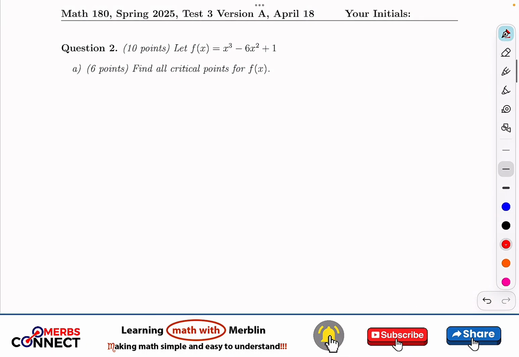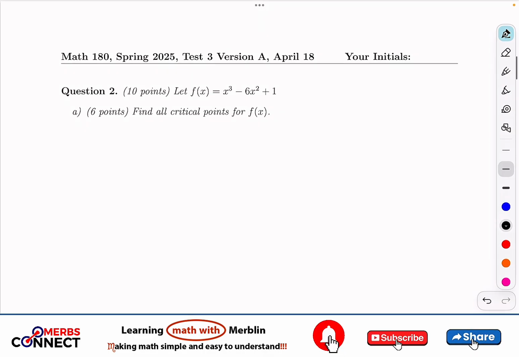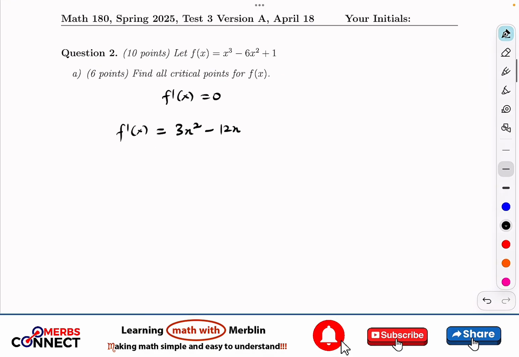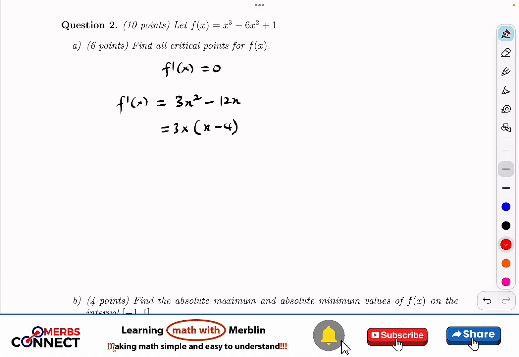Now find all critical points. Let's go through the process again. Our critical points make sure that f prime is equal to 0. So first we need f prime of x. Use the power rule. We have 3x squared minus 12x. Now we can factor 3x out, and it will be left with x minus 4. So for f prime to be 0, x should be 0 and x should be 4. So these will be our critical points.